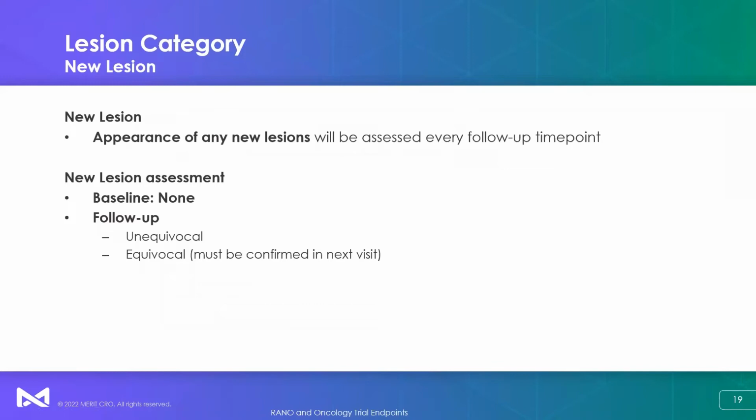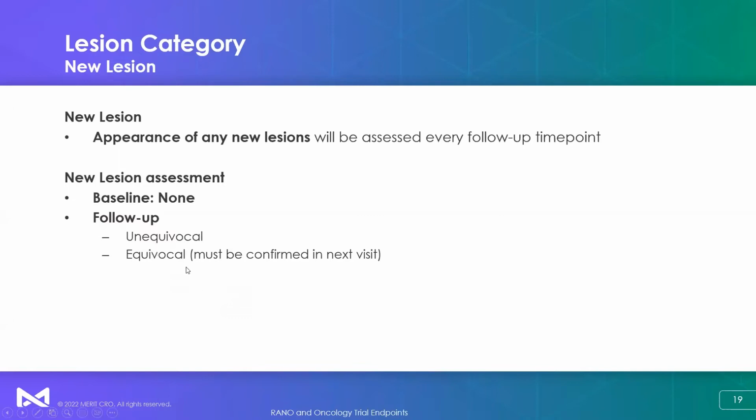The new lesion category would always be assessed upon the follow-up, but not at the baseline. This would indicate any metastasis or new growth via lesions in an area where there were no lesions at the baseline. It would be the appearance of any new lesions. And upon a follow-up, any unequivocal new lesions should be recorded.